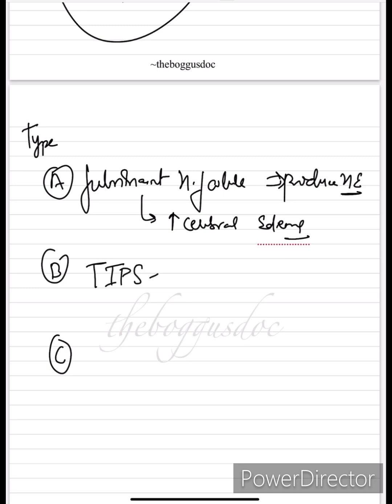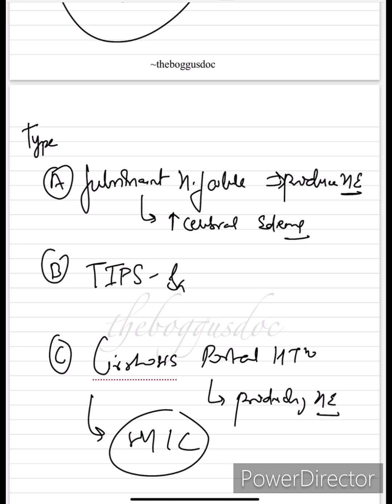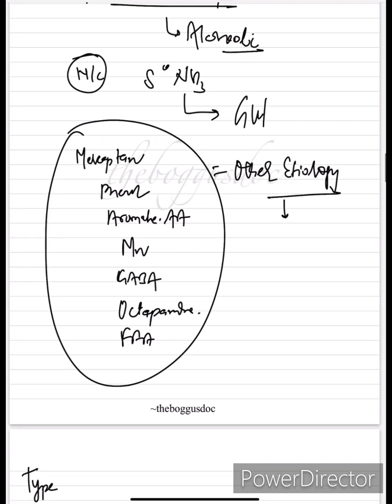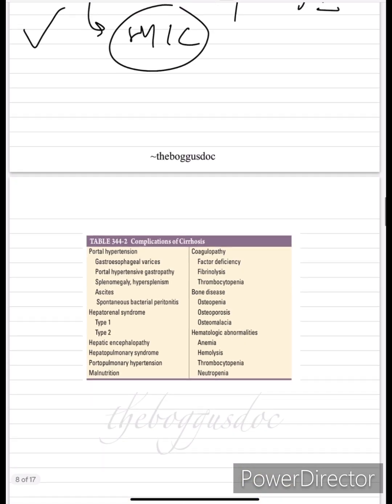Type B is due to TIPS surgery. Type C is due to cirrhosis, portal hypertension, that we are reading here. It produces hepatic encephalopathy, and this is the most common type, cirrhosis with portal hypertension. So in the patient we read that serum ammonia is the etiology, and this is type C.